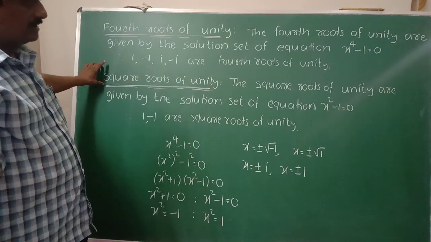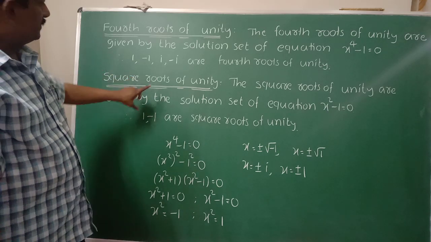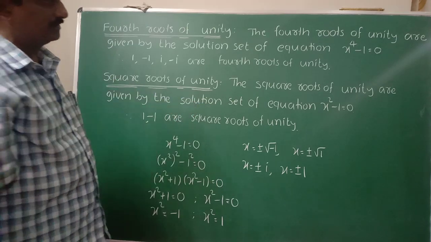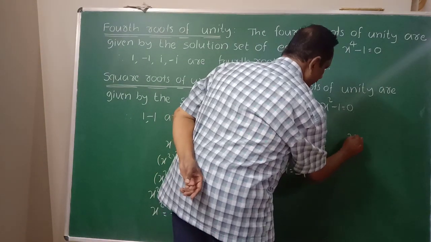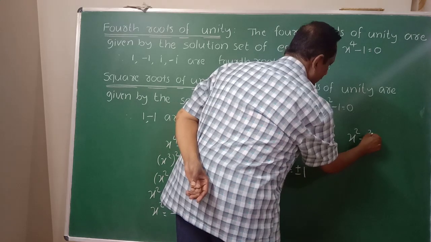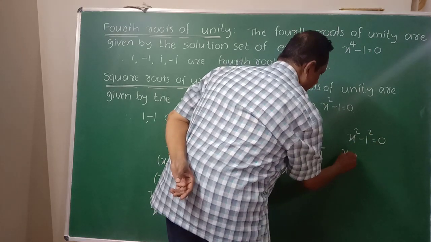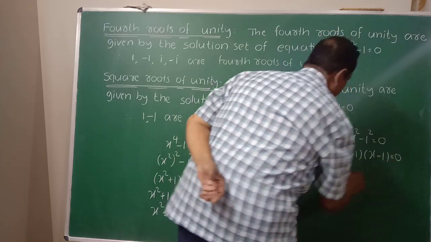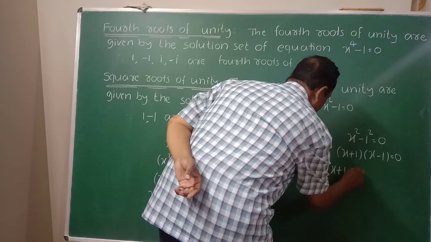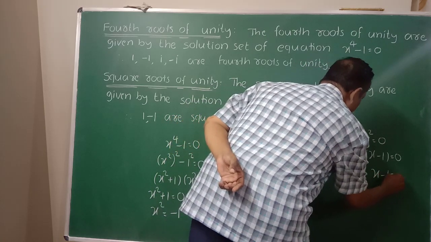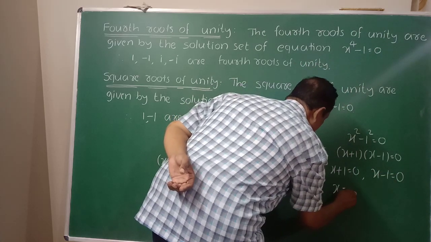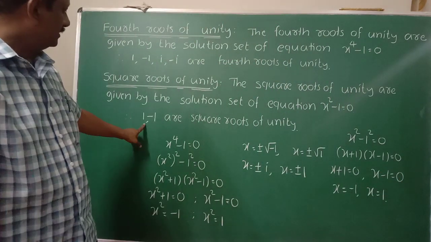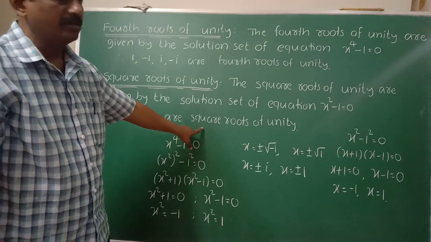Then the square roots of unity. The square roots of unity are given by the solution set of the equation x square minus 1 equal to 0. So x square minus 1 means you can write x square minus 1 square is equal to 0. Hence x plus 1 into x minus 1 is equal to 0. x plus 1 is equal to 0, x minus 1 is equal to 0. x is equal to minus 1 and x is equal to plus 1. So 1 and minus 1 are the square roots of unity.